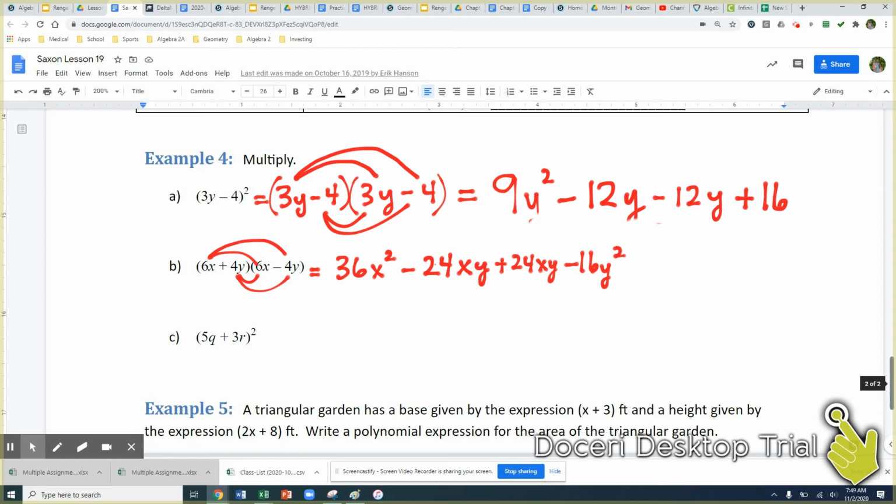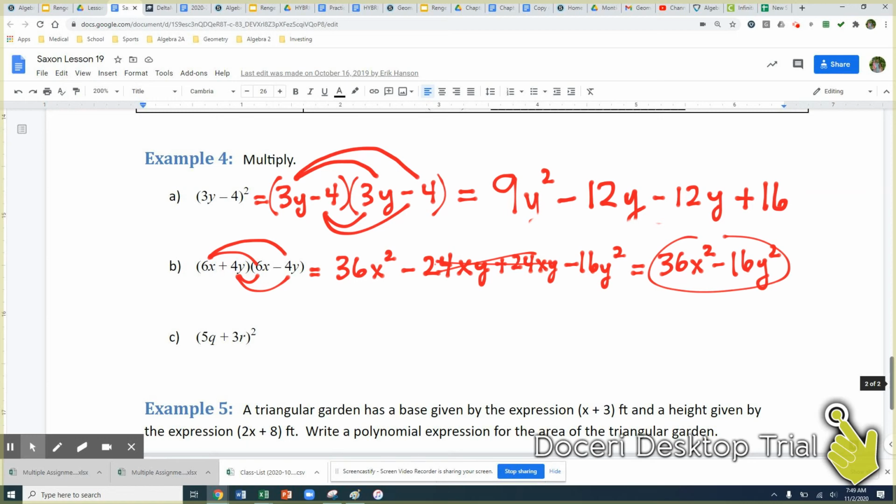Negative 24 plus 24 is? Zip. 0. Good. 0, 0. So cancel those out. And the final result then is 36x squared minus 16y squared. So there would be our simplified polynomial.